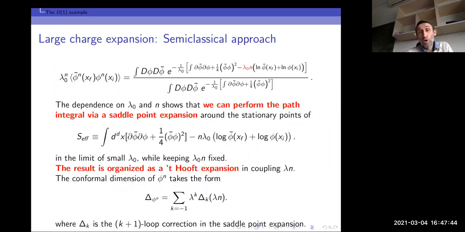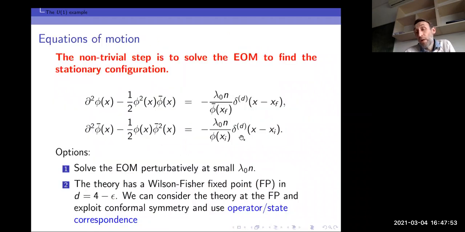But all in all, we now have to try to find the stationary configurations of this effective action. It will not necessarily be the origin of the field space anymore; it can be some non-trivial saddle point. In any case, we have two options to go about solving these classical equations of motion. Either solve them perturbatively, where lambda 0 times n is small.